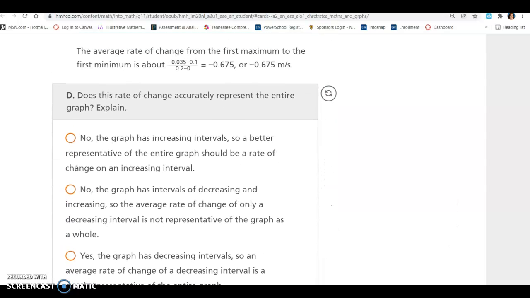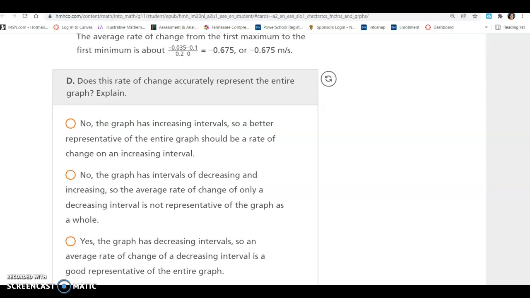All right, so it says the average rate of change from the first maximum to the first minimum is about negative 0.675 meters per second. All right, so it says, does this rate of change accurately represent the entire graph?